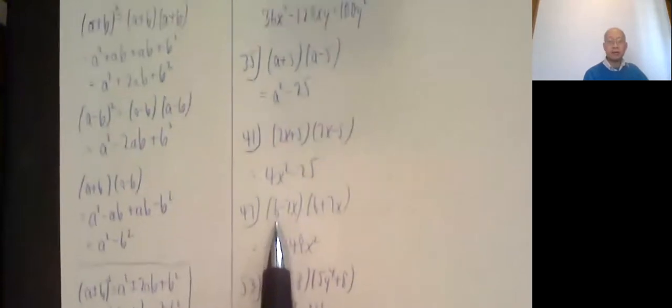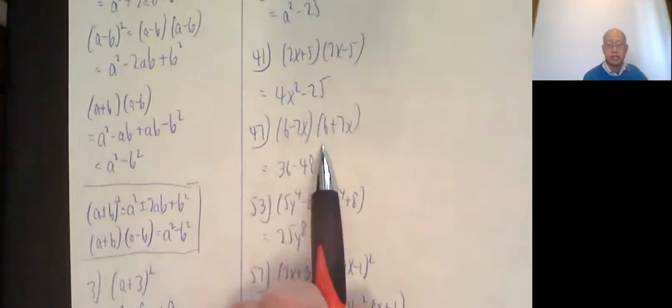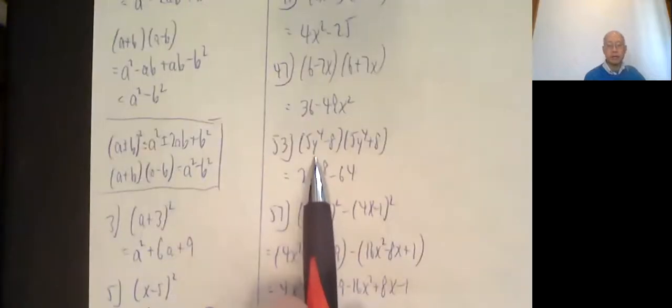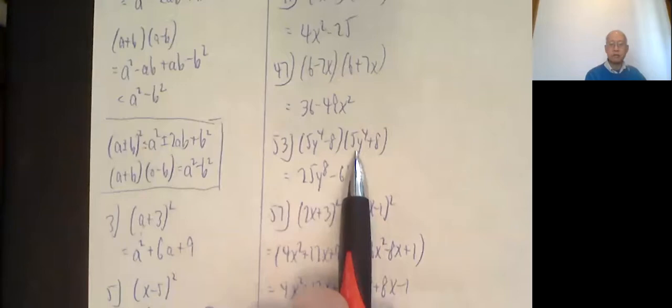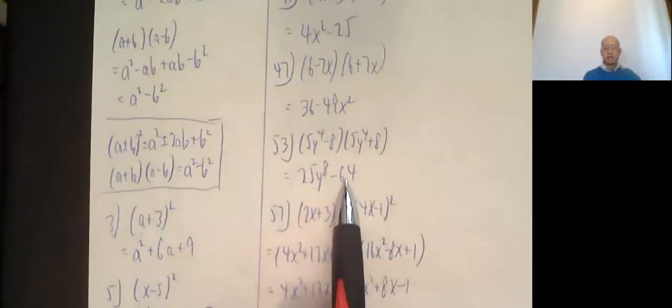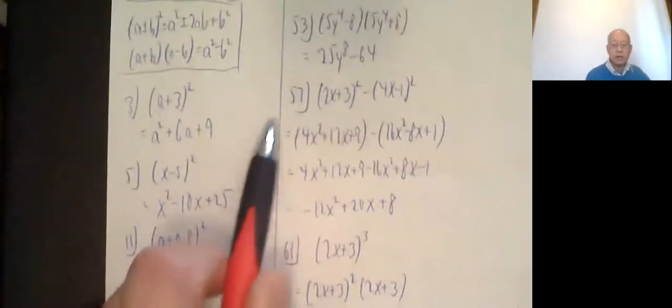The minus can come first. Okay, so the minus comes first, same thing. 6 minus 7x, 6 plus 7x, 36 minus 49x squared. Okay, same thing here, minus comes first. So 5y to the 4th times itself, 25y to the 8th, minus 8 times 8, 64. Okay, then some miscellaneous problems.